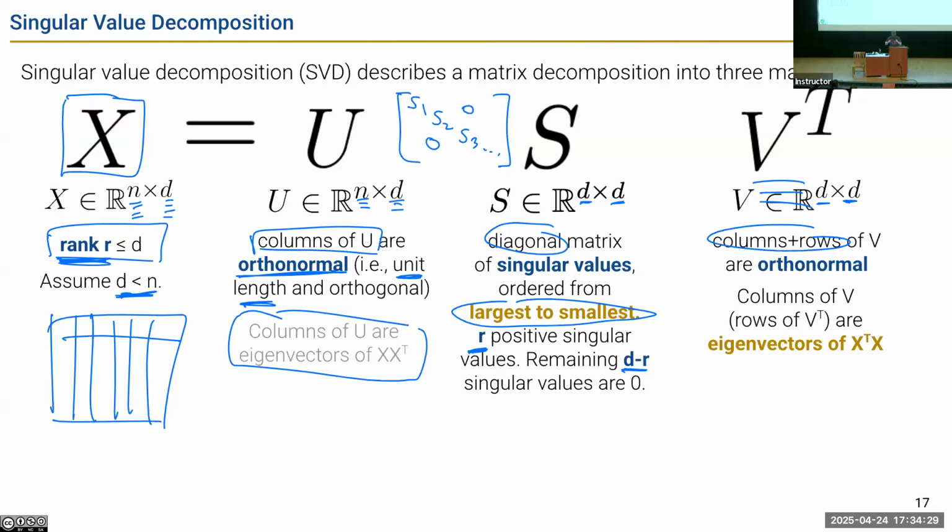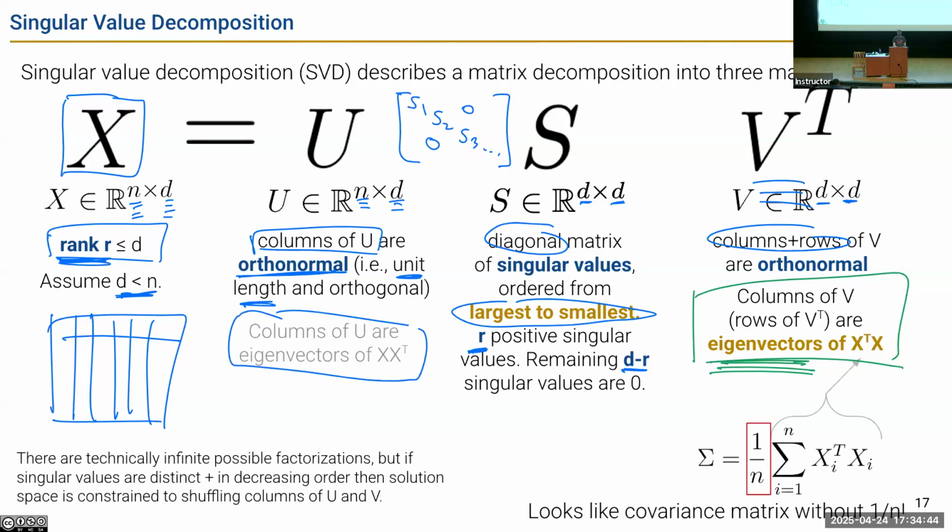The most important thing on this picture right now is this. The columns of V are the eigenvectors, something we've talked about so far, of XTX. What does XTX look like? That looks like the covariance matrix we saw last time. XTX looks like the covariance matrix. So it looks like there is a connection between SVD and PCA. And we might be able to use SVD to help us compute things like principal components.